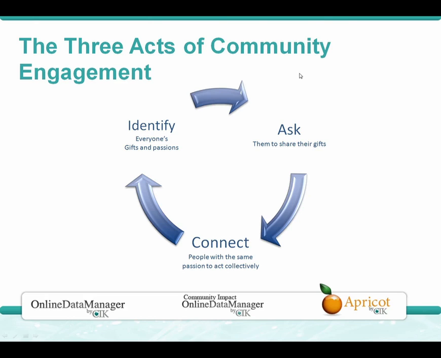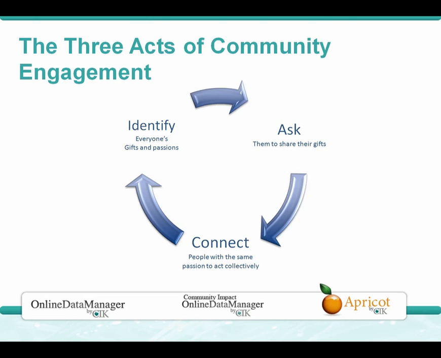So the key in community engagement is to take the time to identify what we call everyone's gifts and passions. Take the time to find out what skills and abilities people have that they would like to contribute to their community, and finding out what their passions are. What do they care about? Do they care about kids? Do they care about safety? Do they care about health, seniors, or do they care about dogs or animals?